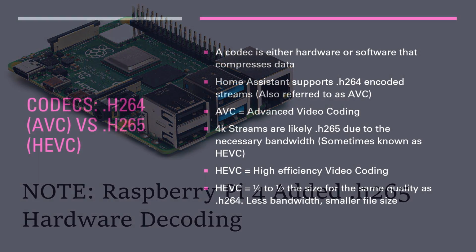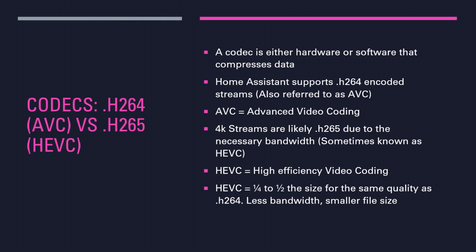Now, AVC, the advanced video coding, the reason I mention that is sometimes a camera won't say if it's H.264 or H.265, but it will say if it's AVC or HEVC. Very important to know. When I talk about Home Assistant in my next video, its support is only H.264. The reason this is important is if you get a 4K camera and it supports H.265, you're going to have a hard time getting it to integrate directly.